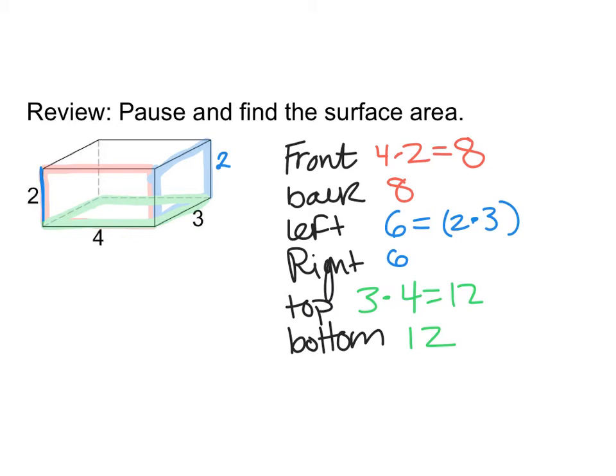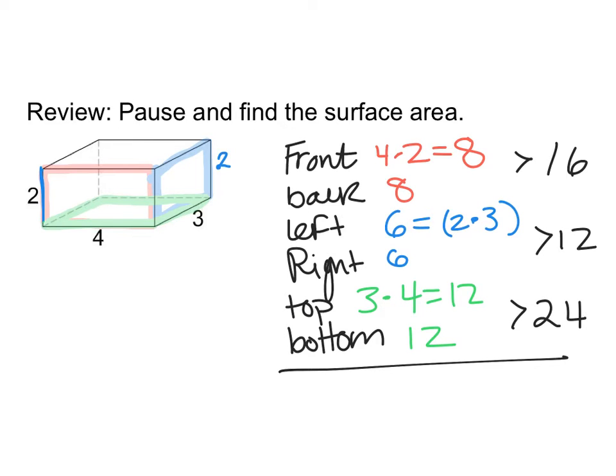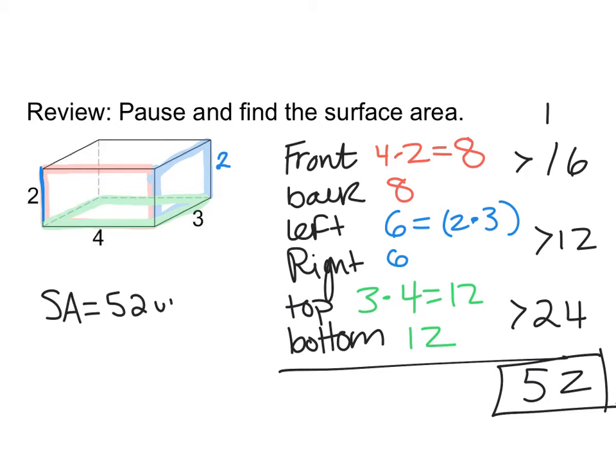So then I just need to add up all my sides, which gives me 52. So my surface area is 52 units squared.